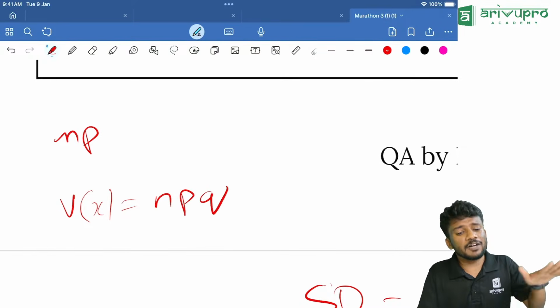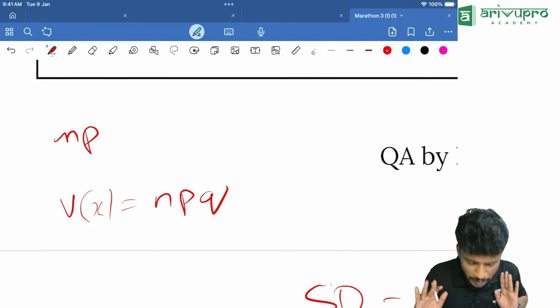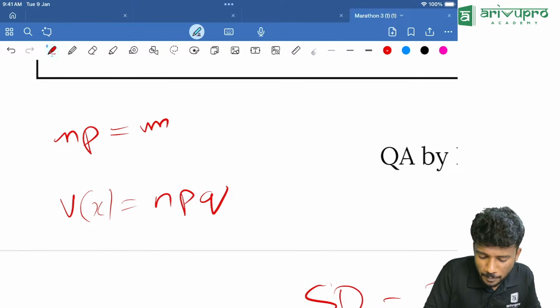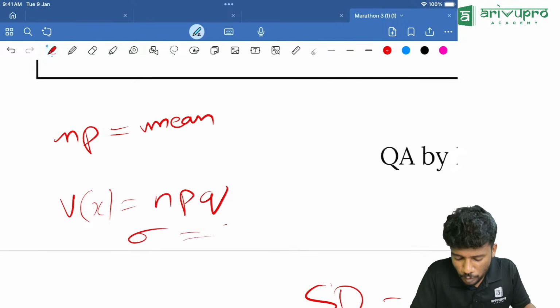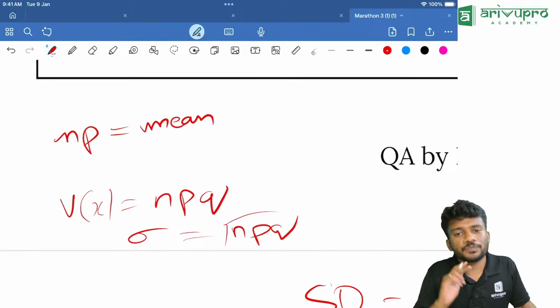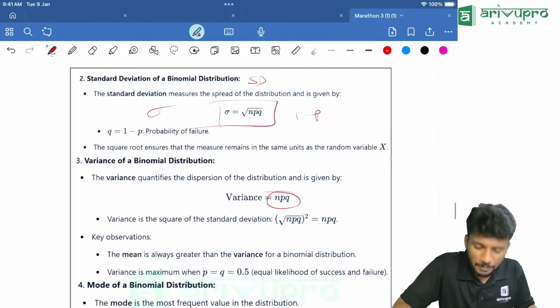N value will be given, P value will be given, Q value will be given, everything will be given directly. Correct? Then what is the mean? Mean is nothing but NP. Then what is the standard deviation? That is the root of NPQ. Understood?